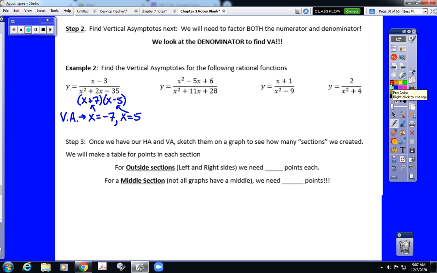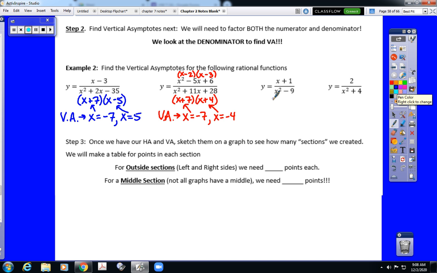On the next one, we have the top factors into x minus 2 and x minus 3, and the denominator factors into x plus 7 and x plus 4. Nothing cancels, which means our vertical asymptotes are x equals -7 and x equals -4, the values that would cause the denominator to equal 0.